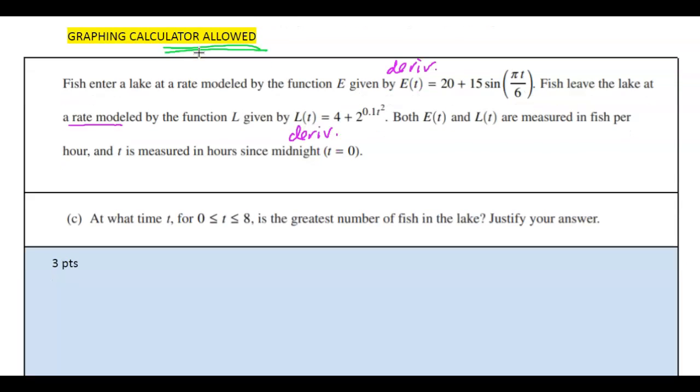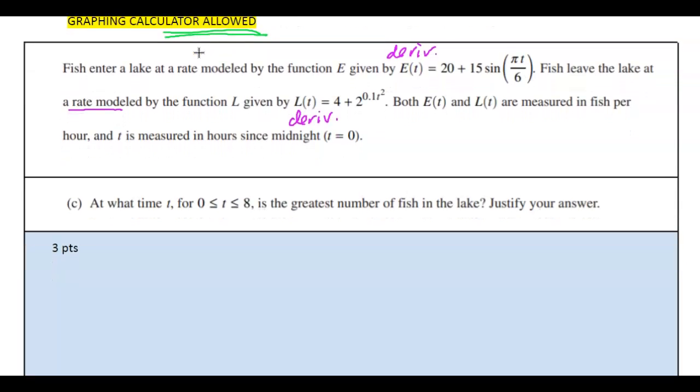So at what time from 0 to 8 is the greatest number of fish in the lake? So we want to do optimization. Remember, when you optimize, you want to set the derivative equal to 0 for how many fish are in the lake. So the number of fish in the lake, you have to take how many are coming in minus how many are leaving. This is probably more complex than we've had on the homework, but this is the idea, okay? And the AP likes to do this like every other year, I would say.